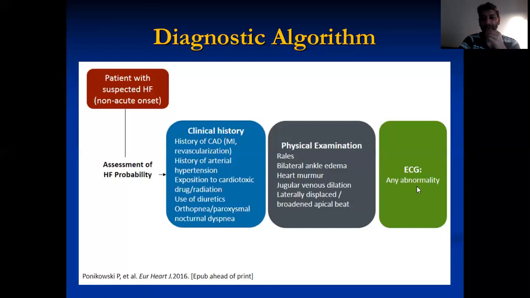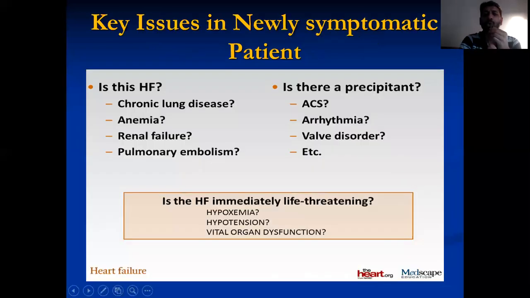And then ECG. And in acutely presenting failures, those patients presenting acutely, always judge hypoxemia, hypotension, vital organ dysfunction. Because in an acutely presenting patient, you have to judge whether you need specialized care for this patient or not. And prior to that, you have to judge: is this heart failure, and what is the precipitating factor, whenever you're encountering a newly symptomatic, severely symptomatic patient.